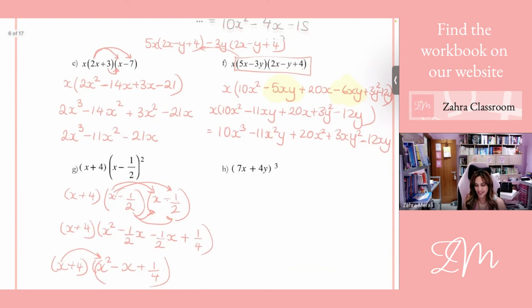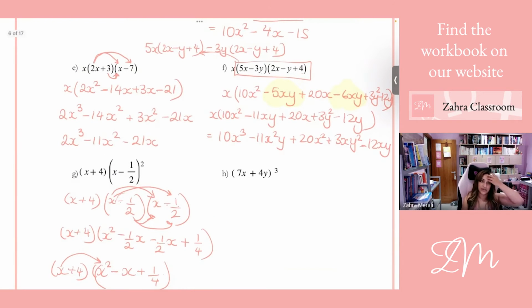Okay, the last one. Now, later on in this series, you learn how to open things which are to other powers. But for the moment, cubed means I'm multiplying it 3 times. And we're going to use the same strategy. You're going to open out the second 2 first.